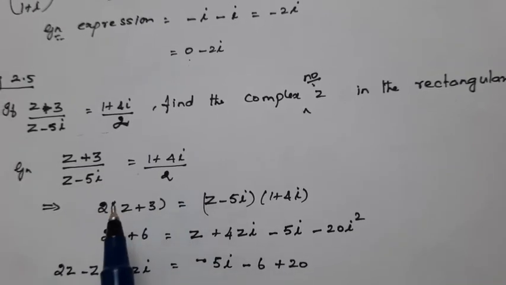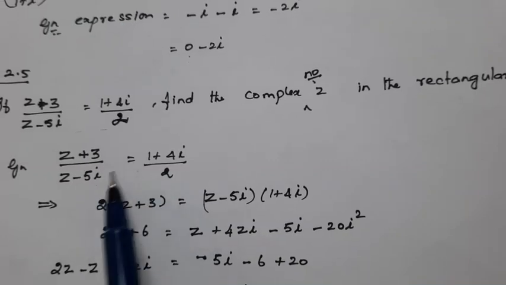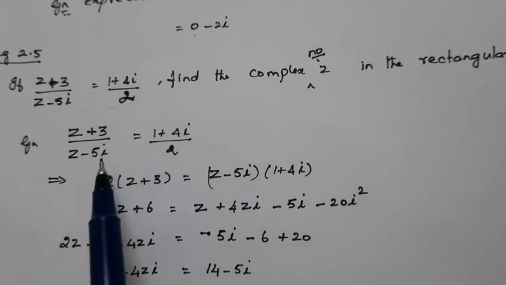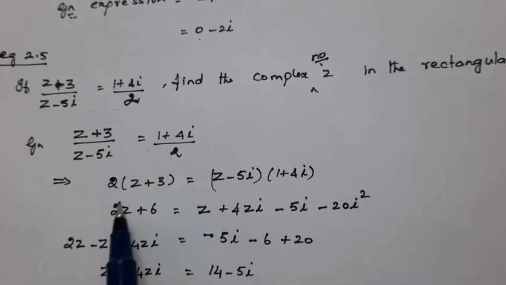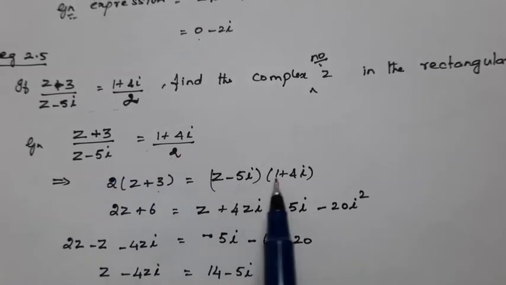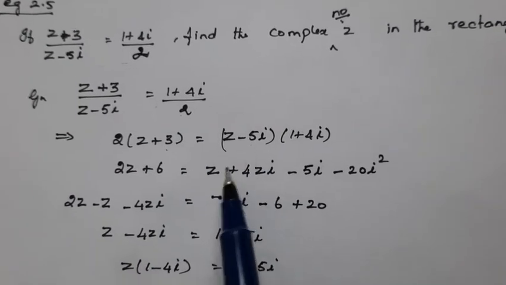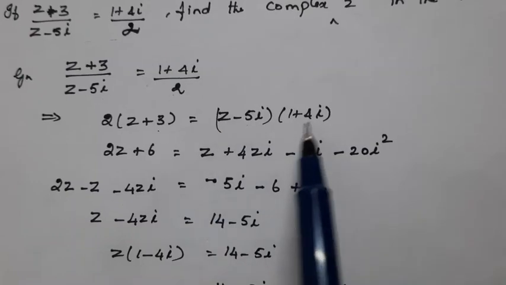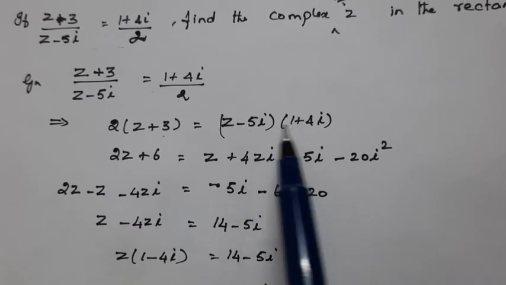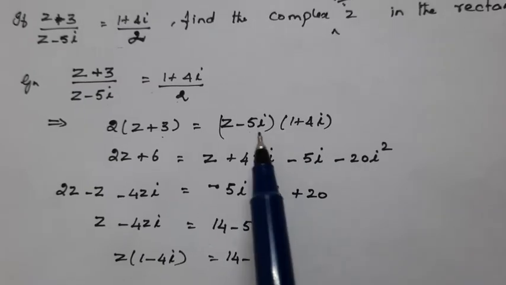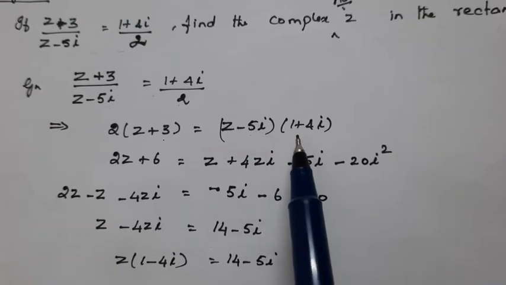On simplification, let us cross multiply and group z on one side. So for grouping z on one side, we have to cross multiply this. So 2(z + 3) = (1 + 4i)(z − 5i). Now let us multiply these two terms: z into 1 is z, z into 4i is 4zi, minus 5i into 1 is minus 5i, then minus 5i into 4i is minus 20i². Ordinary multiplication. I have multiplied this by just using ordinary multiplication.